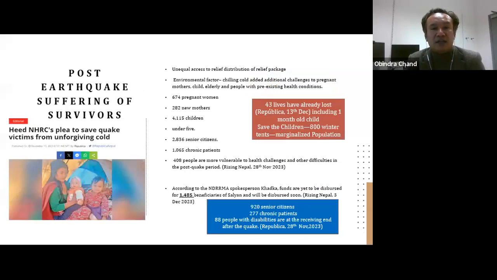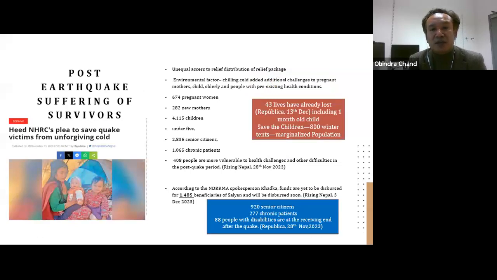I would like to highlight some of the practices where, if we see the relief and rescue efforts even after a month, we can see that there is unequal access to the relief distributions of the relief package.